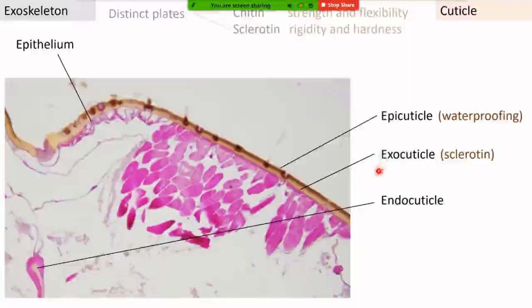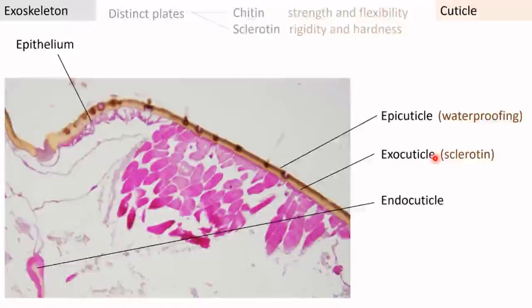Now, these 2 layers are high in chitin, so it's a very strong and flexible material, but only the exocuticle contains high amounts of sclerotin, which is responsible for rigidity and hardness of the exoskeletal tissue of the honeybees. And similar to dermis, for example, it depends on which part of the bee you're examining. The thickness of these multiple layers is going to differ greatly.